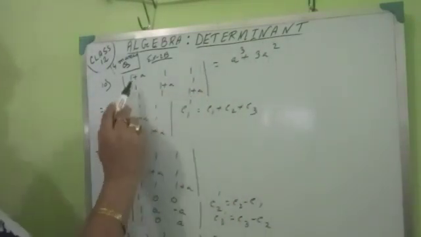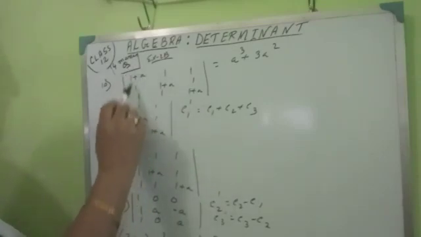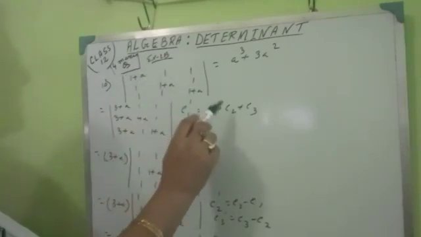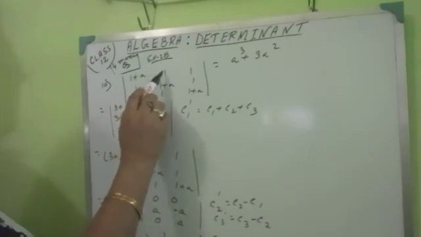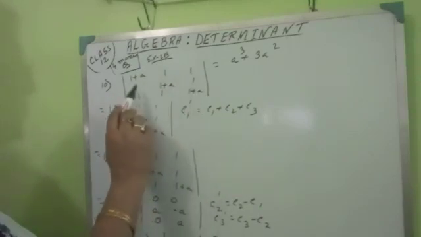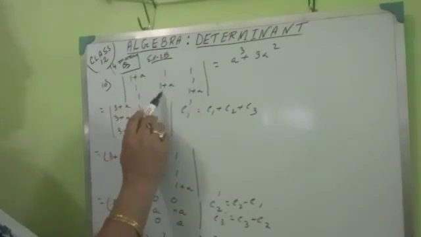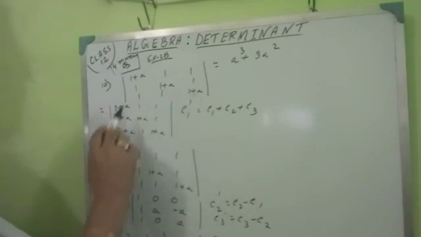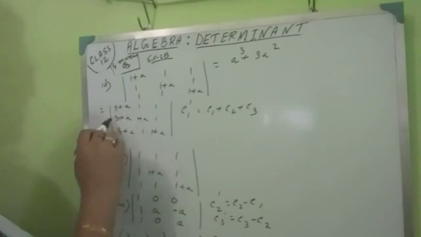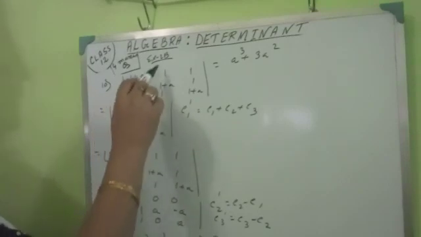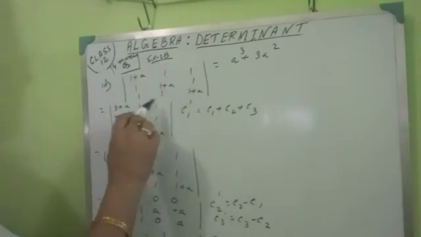Now, let us add the 3 columns. So, C1 dash, that is the new column, that is C1 plus C2 plus C3. So, 1 plus a plus 1 plus 1. Similarly, this 1, 1 plus a, 1, 1, 1, 1 plus a. So, what we will get here? 1 plus 1 plus 1, that is 3 plus a. The first column we will get 3 plus a, 3 plus a, 3 plus a. And the 2 other columns will remain same.